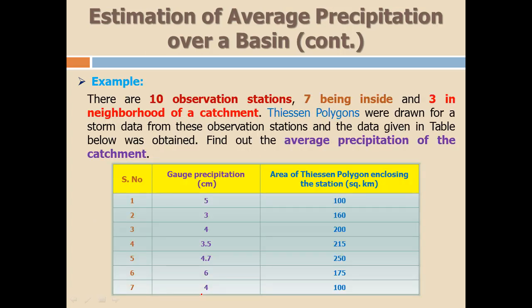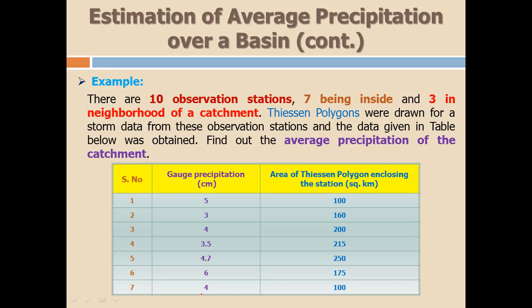Now here again example number 3 on the Thiessen polygon method. Here it's again the same type of example just like the previous example, but here it's given for one thing. The one thing is that there are 10 observation stations, 7 being inside and 3 in neighborhood of a catchment. Thiessen polygons were drawn for a storm data from these observation stations, and the data given in table below was obtained. Find out the average precipitation of the catchment.